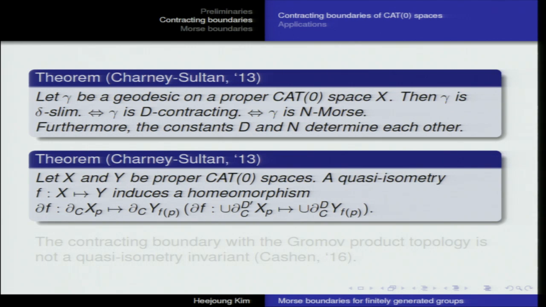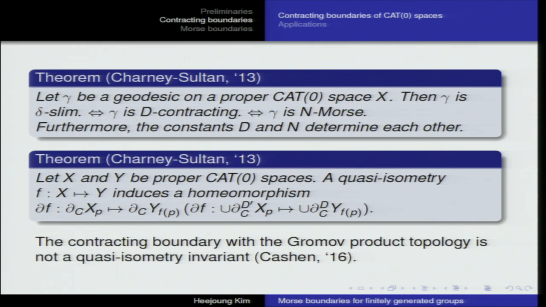And they proved that actually the contracting boundary is a quasi-isometric invariant, which is good. In the proof, this theorem is important, and the direct limit topology is essential. They were wondering whether they could use the subspace topology for the contracting boundary, but the answer is no. Last year, Cashen showed that the contracting boundary with the Gromov product topology, the subspace topology, is not a quasi-isometric invariant. So we have to use the direct limit topology.